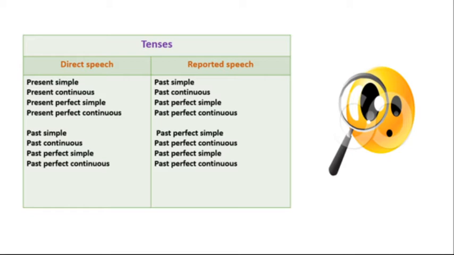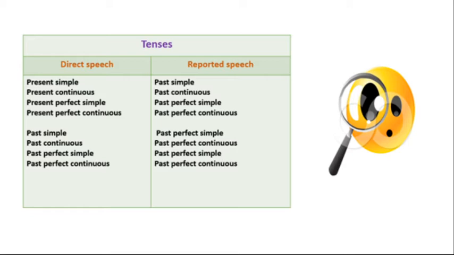Here I divided the chart into two parts. The first one is for the present with its four forms, and the second is the past with its four forms as well. Present simple, present continuous, present perfect simple, present perfect continuous. So the present simple becomes past simple, present continuous becomes past continuous, present perfect simple becomes past perfect simple, and present perfect continuous becomes past perfect continuous.